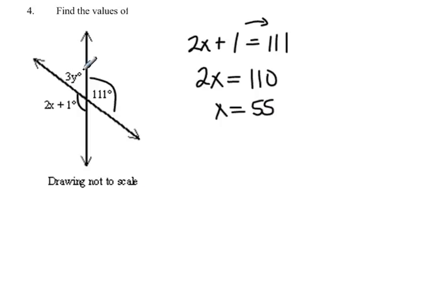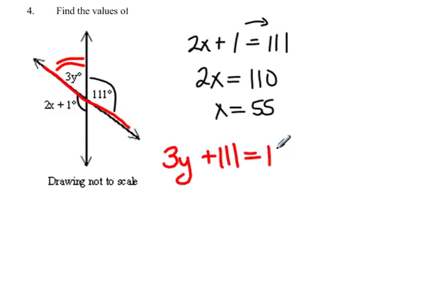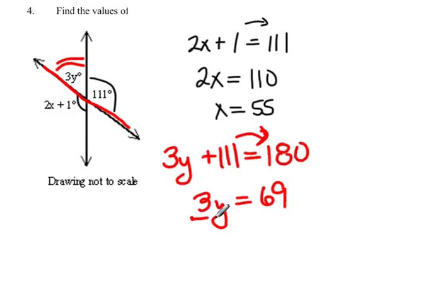Now we also have to solve for y, and if we notice y, this angle here and this angle of 111, they form this line. And two angles, they don't have to be adjacent, but two angles that form a line are said to be supplementary. So 3y plus 111 equals 180. So solving for y, I have to move the 111 across. So 3y is equal to 69. Dividing by 3, y is equal to 23.